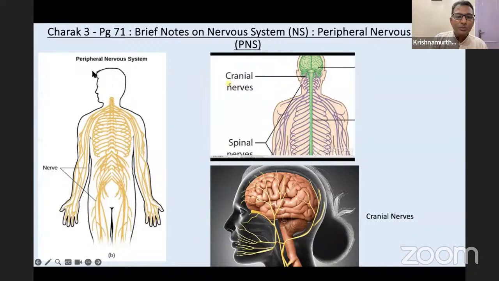When it comes to the peripheral nervous system, there are two things. One is the cranial nervous system, which is all of this coming from the brain part. The nervous system branching from the spine is called the spinal nerves. And what is coming directly from the brain? If you can see this part.